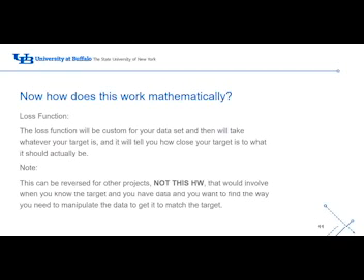Eventually your goal is to get to a loss function where, depending on how you set up your loss function, if 0 is the best fit, then you're trying to get your loss to 0, or you're trying to get your loss to 1 if 1 is the best fit. Yeah.